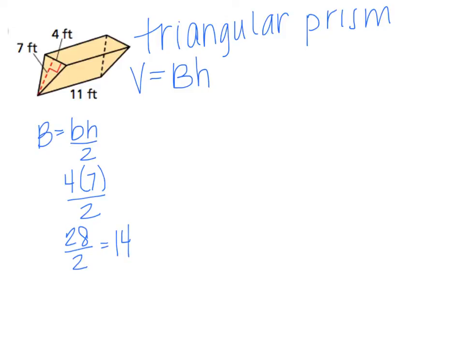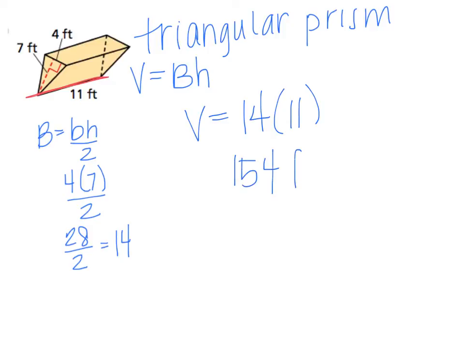Now I need to find my volume. Volume equals my base we just found, which is 14, and my height is 11, because if I was to stand this up on the triangle, it would be 11 feet high. So 14 times 11 is 154, and then I need to do feet cubed.